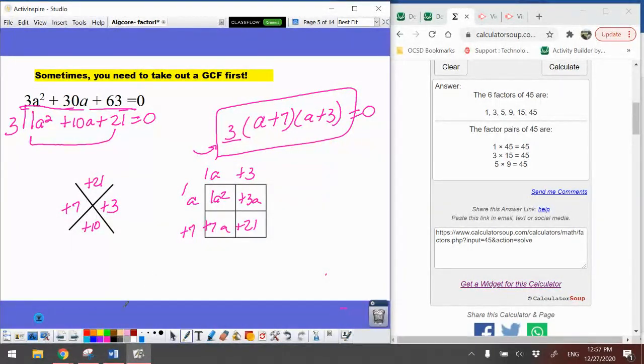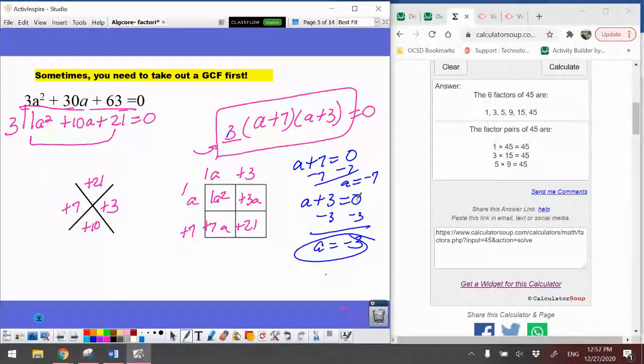I actually have to solve these. So the two equations, a plus 7 equals 0, a plus 3 equals 0. So we forget about this 3 because there's no variable, so we just forget it. We need 2, not 3. So subtract my 7, a equals negative 7. Subtract my 3, a equals negative 3. So I have my 2 solutions, my 2 roots, or x-intercepts at that point.